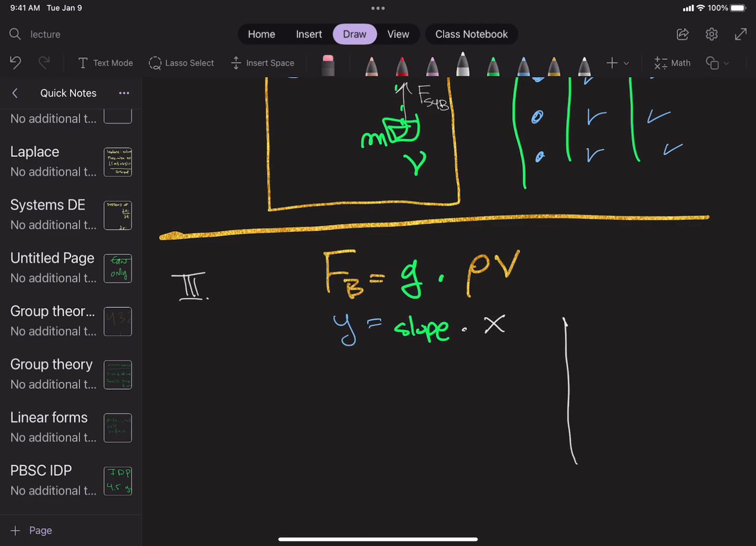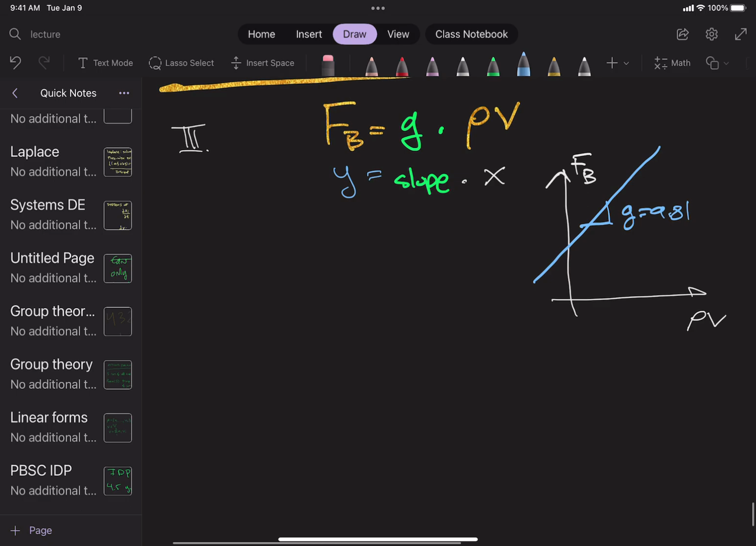So what this means is that for part 3, you're going to plot buoyant force versus density times volume, and when you do that, you'll get a slope, and the slope of that line is going to correspond to gravity, 9.81. So let's see a little bit more about how this experiment is going to work.